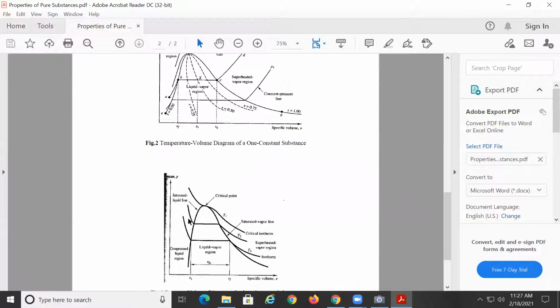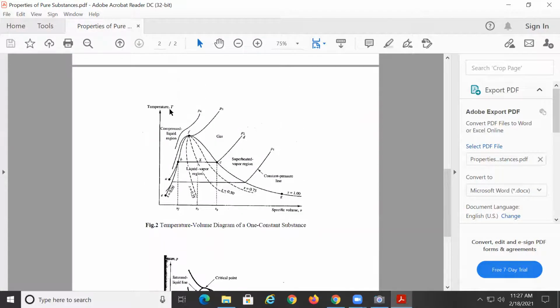And the same thing happens if you look now at these figures, exactly the same. This side is compressed liquid, liquid vapor, and saturated vapor line. The only difference is that this one, when you have the temperature and the volume, you will have lines of constant pressure. Okay? And I will explain something on the notes now.